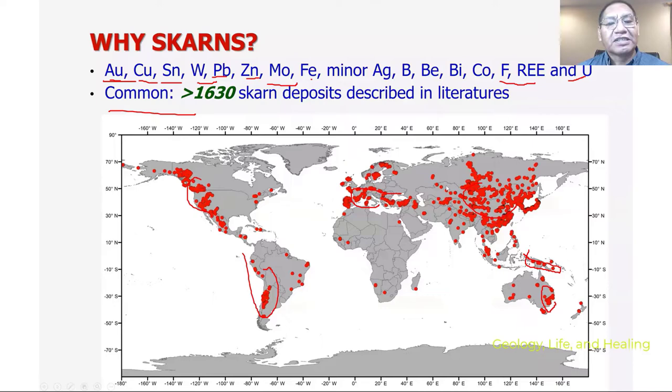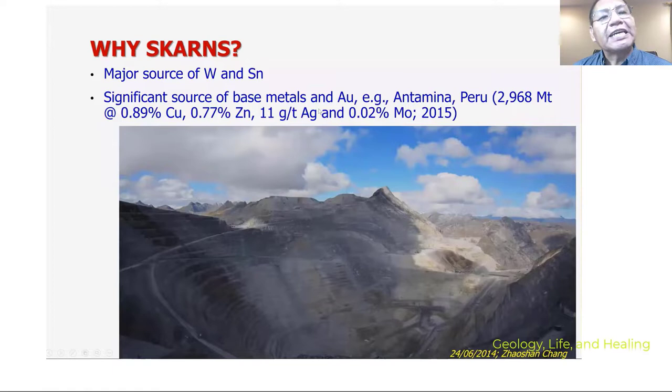Next one. Why skarns? They are a major source of tungsten and tin, and a significant source of base metals and gold. Example, Antamina, Peru, 2,968 million tons of 0.89% copper, has zinc, has silver, has molybdenum. Very impressive. I like it.